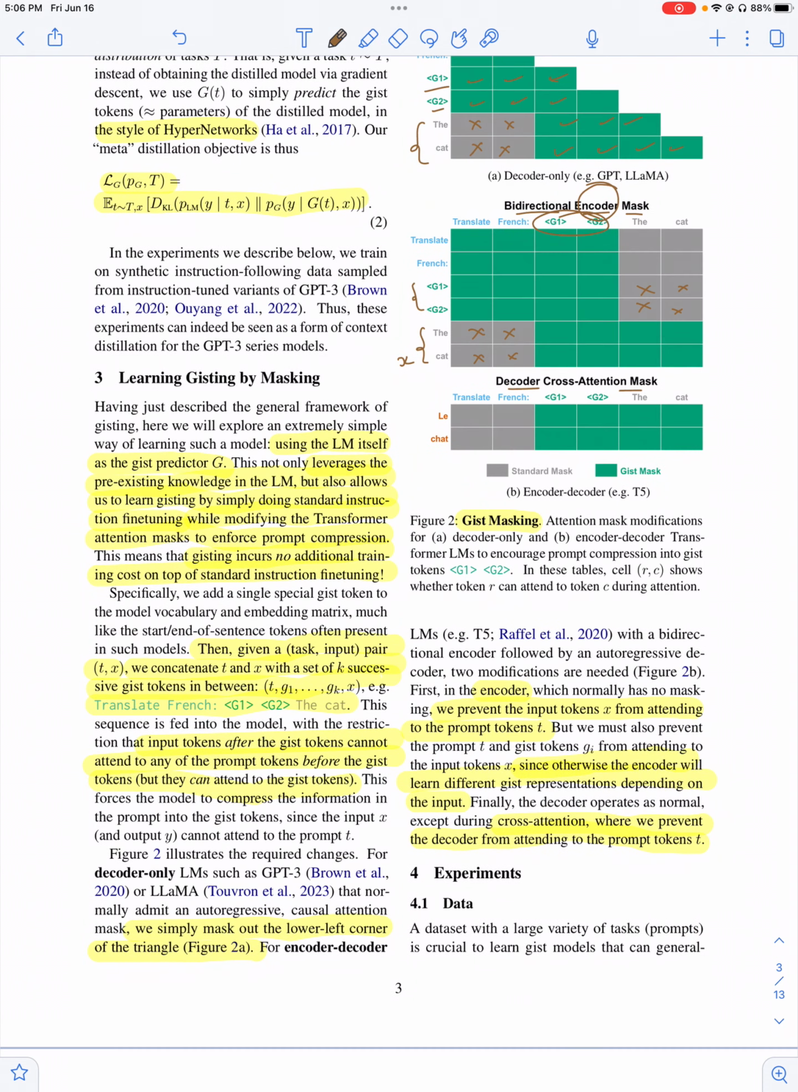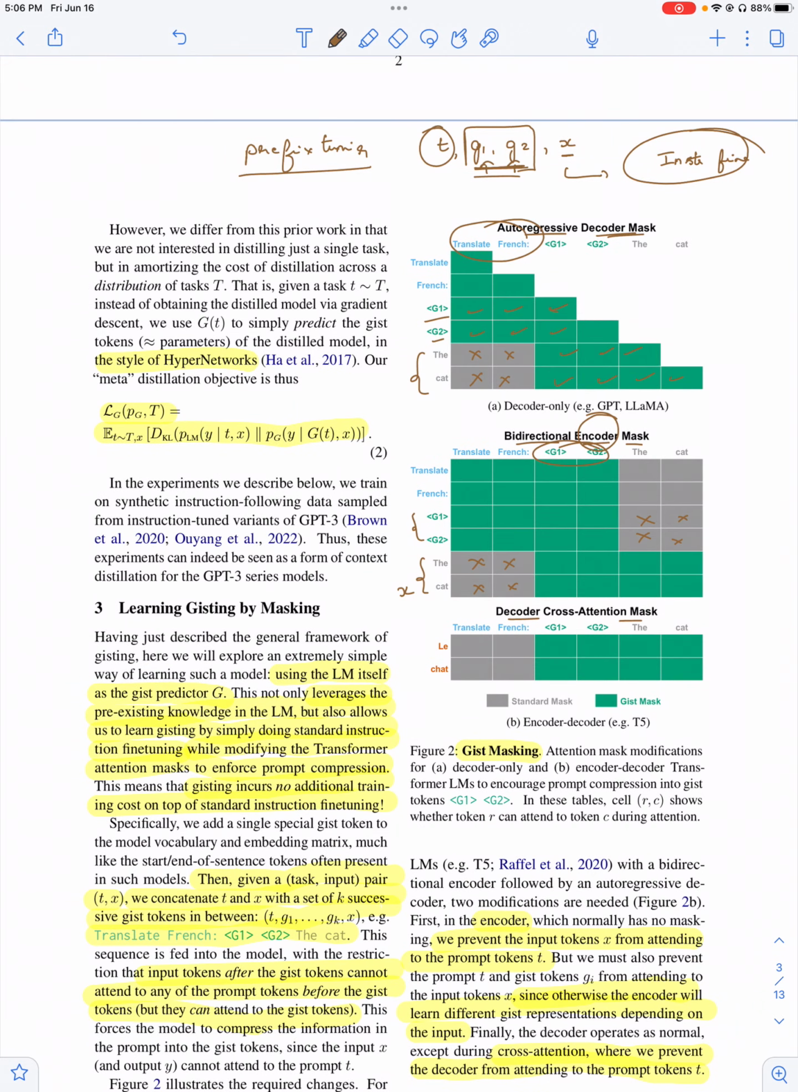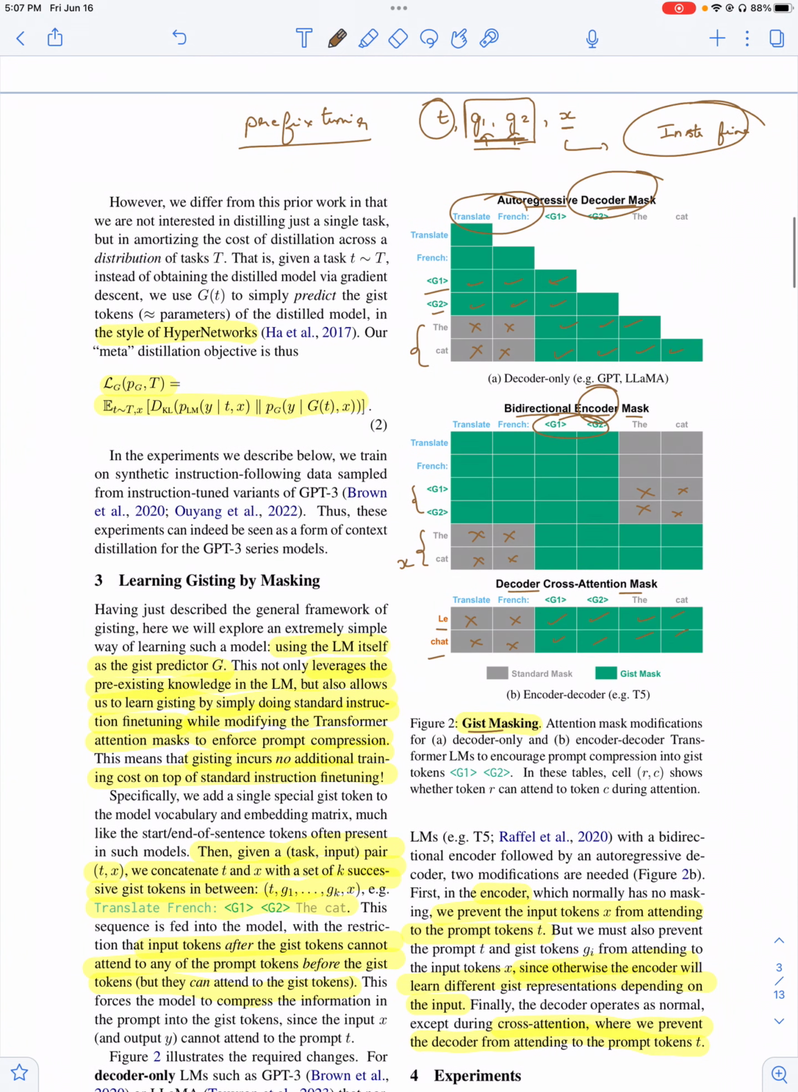On the decoder side, the cross attention is going to be very similar to the autoregressive decoder mask, where this is the output. You just want the output to pay attention to the input, just the input, which is the cat, and also the gist tokens. You don't want them to pay attention to the prompt tokens. So by doing this kind of masking, which they call gist masking, you essentially force the language model to learn these gist tokens.